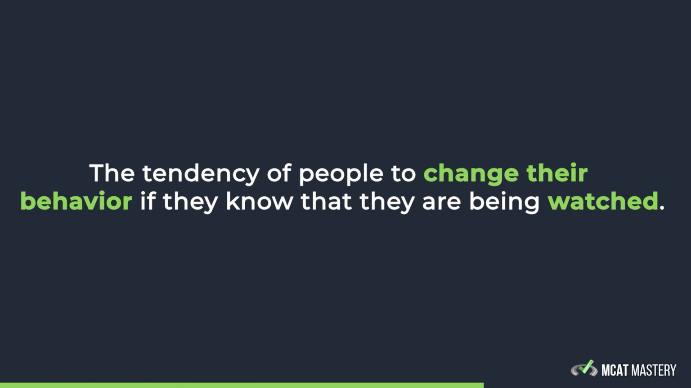So this is really just when you get information after the event that interferes with an accurate representation or collection of what happened on that day that you are being asked about. And then the last bias we are going to talk about is the Hawthorne effect. And this is the tendency of people to change their behavior if they know they are being watched.